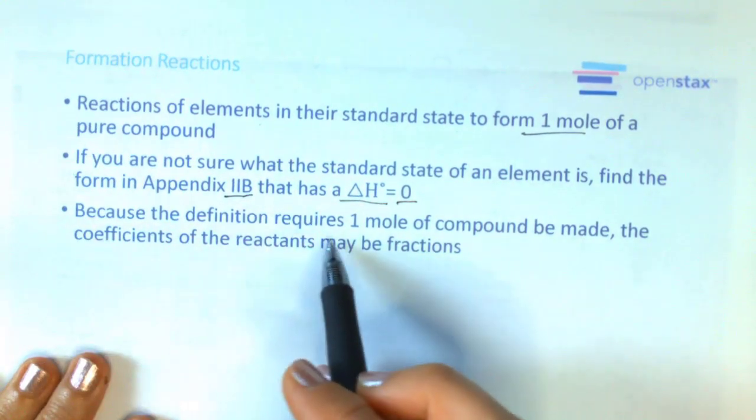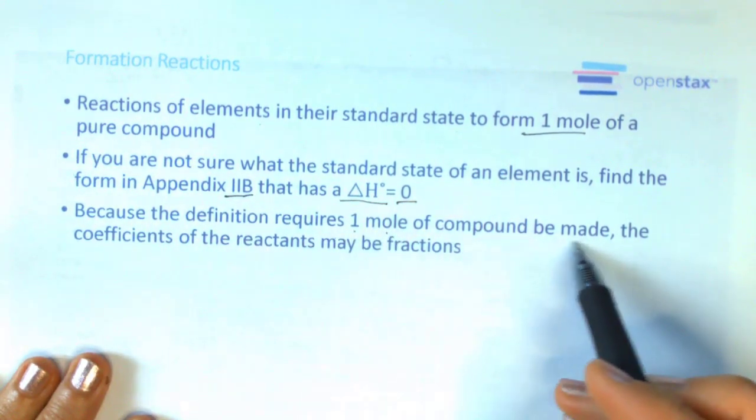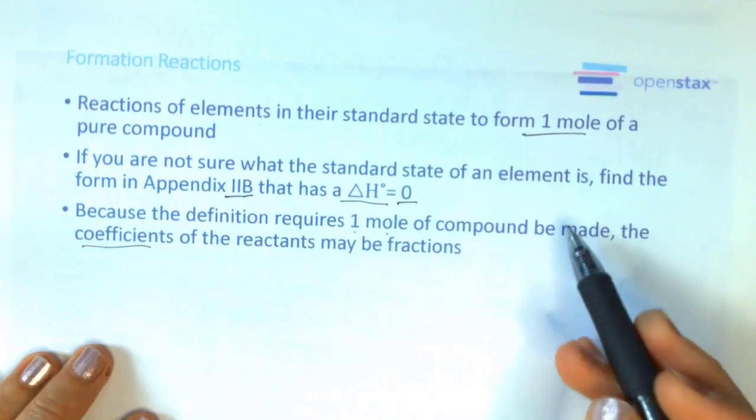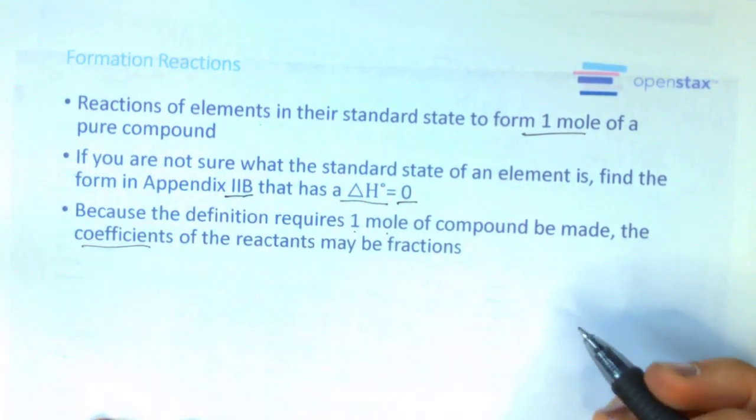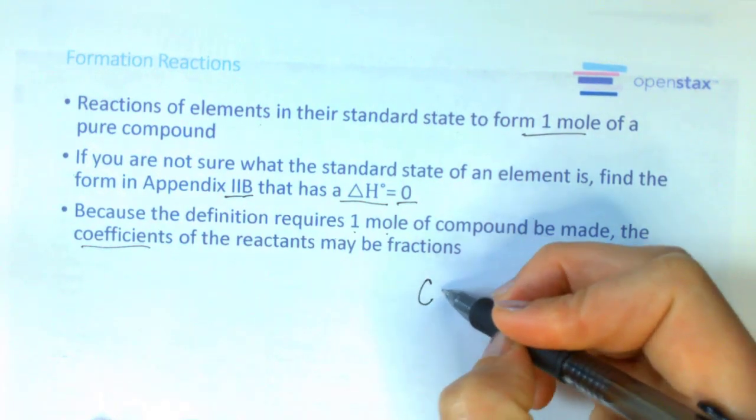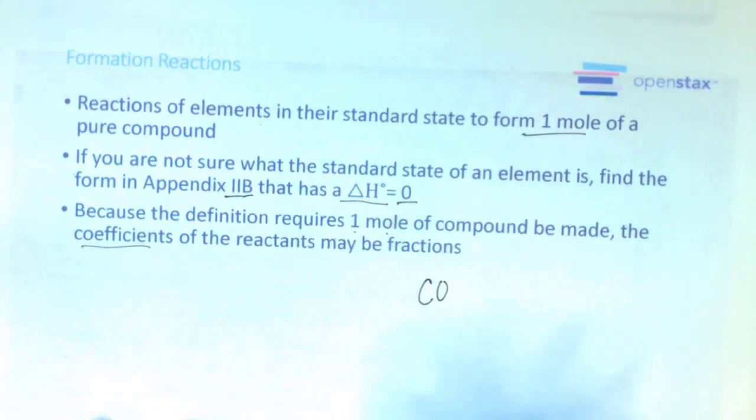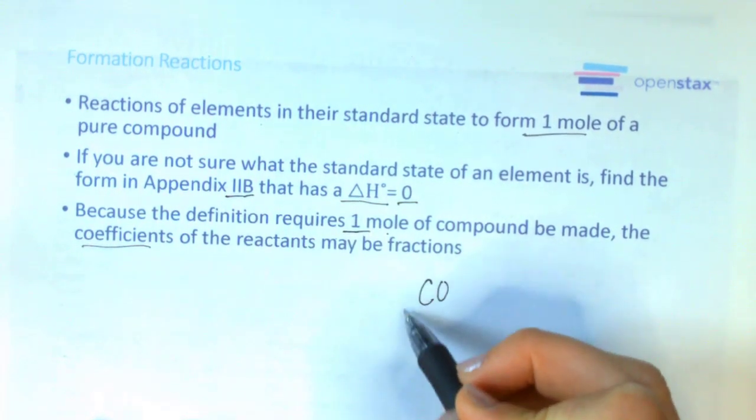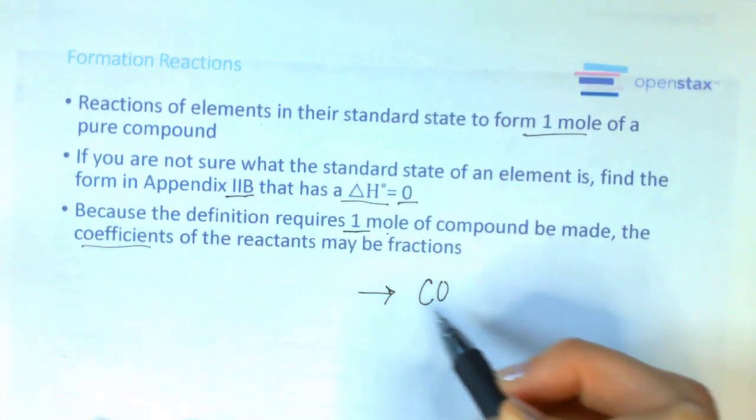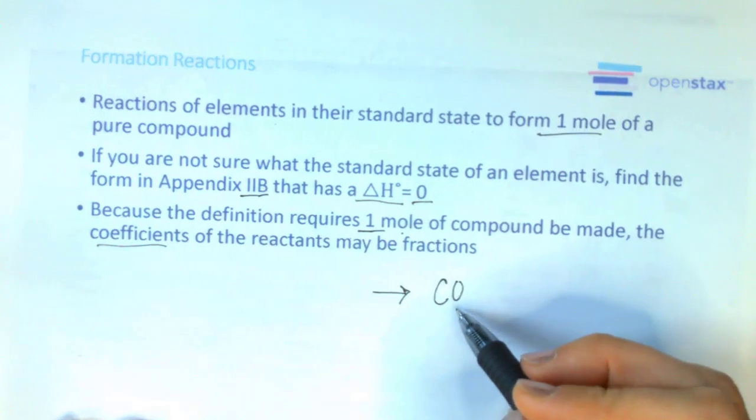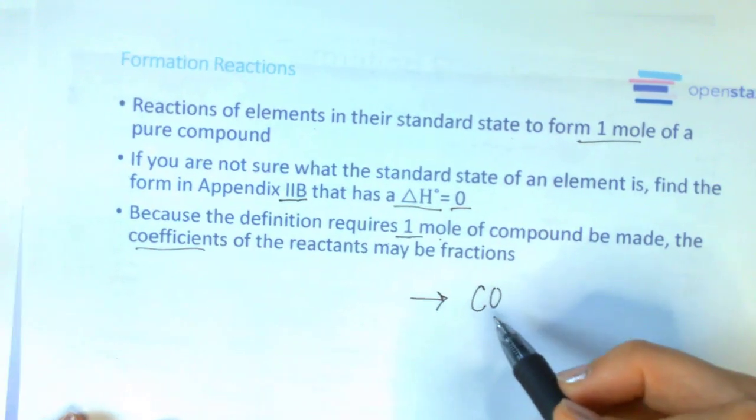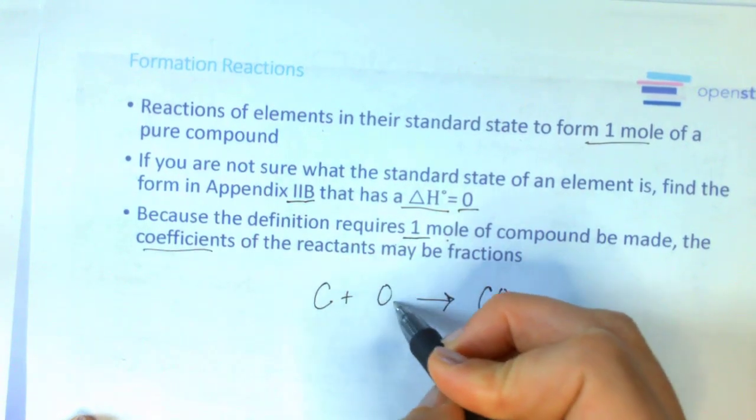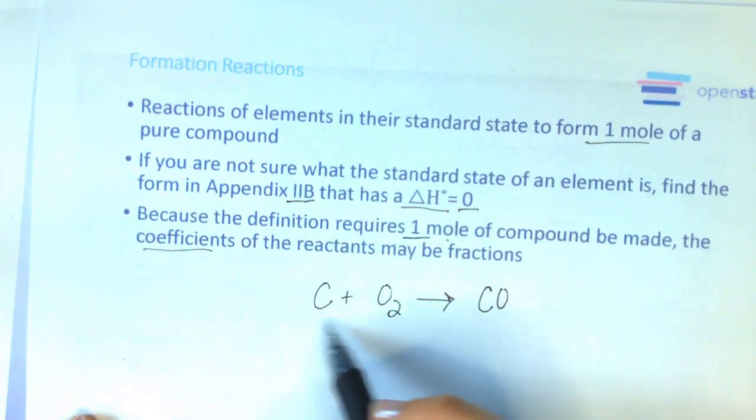So the definition requires 1 mole of compound to be made. The coefficients of the reactants may be fractions. An example of this could be, suppose I wanted to make carbon monoxide. I want 1 mole of this compound to be made, CO. Well, what makes up carbon monoxide? Carbon does and oxygen does.